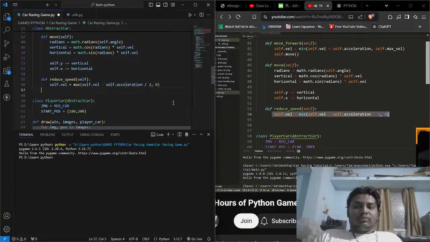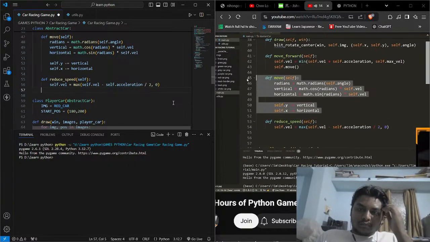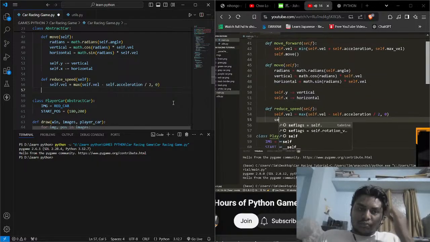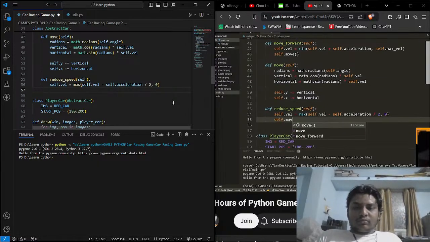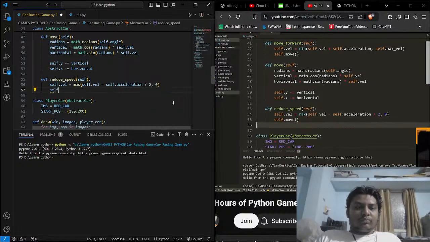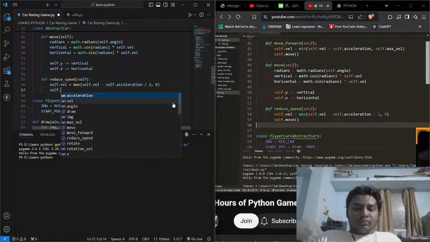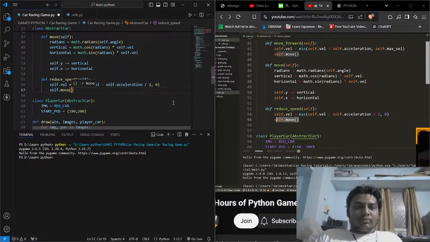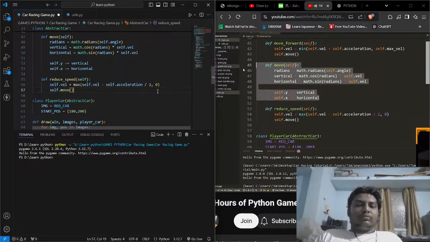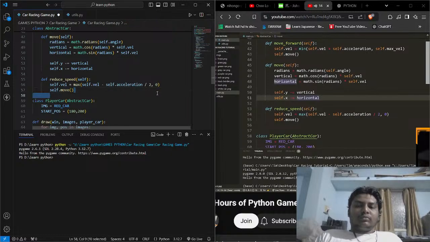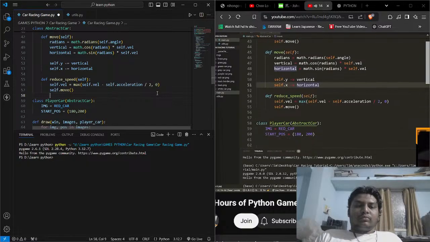So we change the velocity, and then since we have this move method already set up, we can just say self.move. So now when we reduce the speed, all that's happening is we're reducing the velocity by half of the acceleration, and then we're just going to move. And since this is set up, it'll just work. It's just going to move us slower in whatever direction we're facing, and while we're slowing down, if we're not on the gas, we can still turn, which is a very important thing to keep in mind. Okay, so now we have reduced speed.